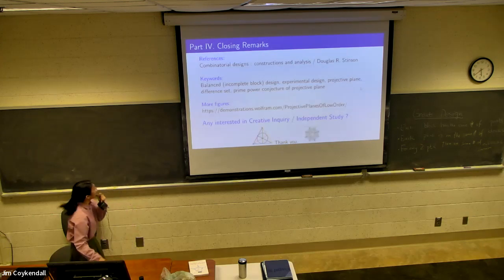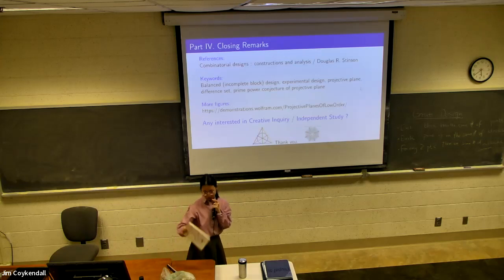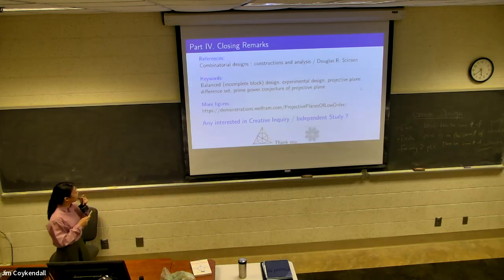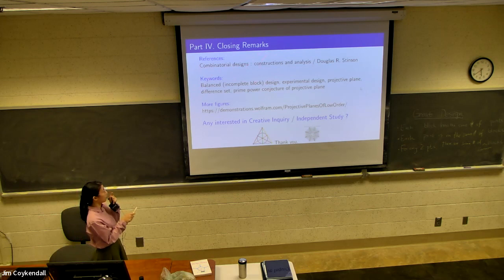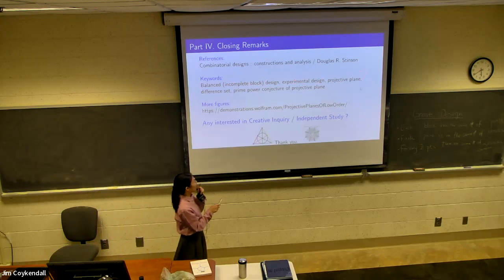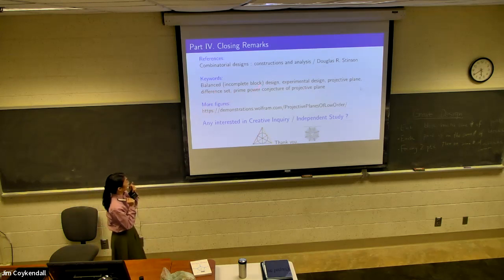Another closing remark is reference. This is a quite introductory book. I also find another one on design theory. If you like to know more, you can look up for keywords. Design is the official name. The standard name, the balance is the word that I say great design, and then normally they call it balanced incomplete block design. So that is BIBD in short. And then I have mentioned experimental design using statistics and also projective plane. The magic block that I have mentioned is called difference sets. And then, yeah, that is the conjecture that I've mentioned.